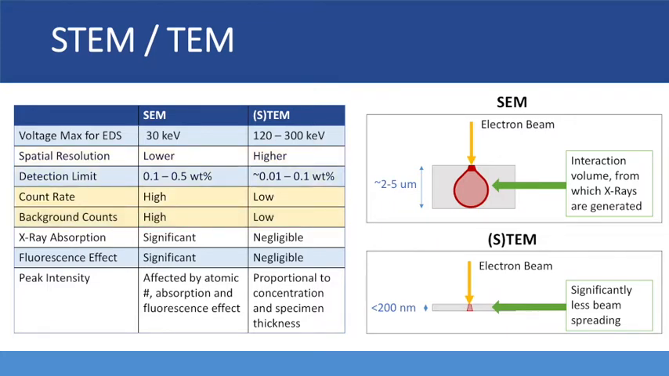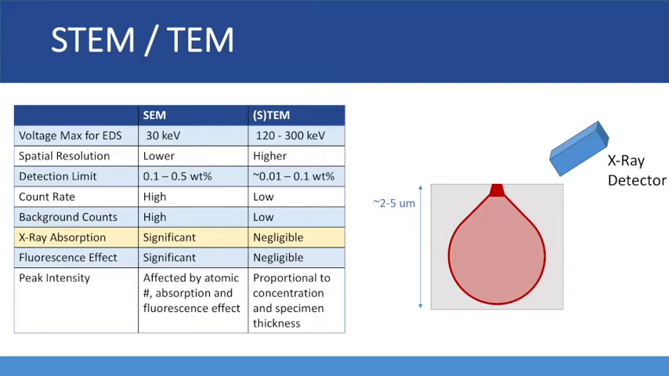However, there is an advantage to having the thicker samples, and that can be seen in the count rates, which are higher in the SEM due to the bulk material. Unfortunately, because of that, the noise can also be higher. Another issue with the thick samples is X-ray absorption.